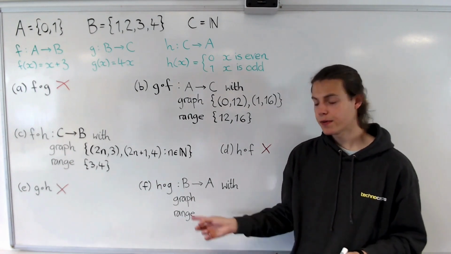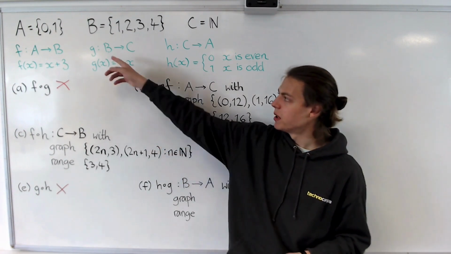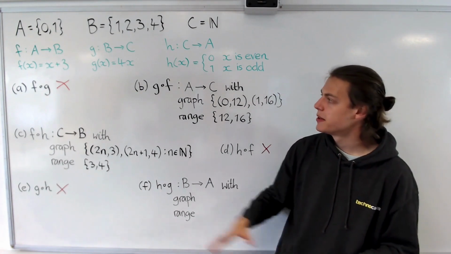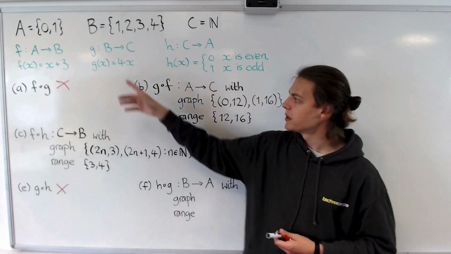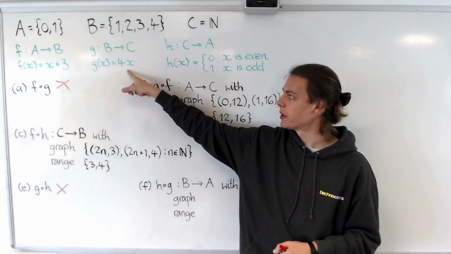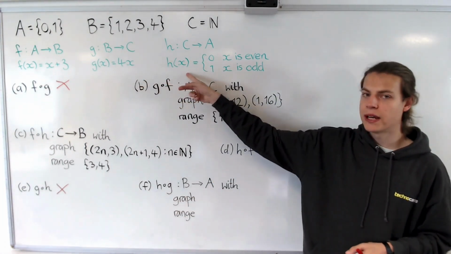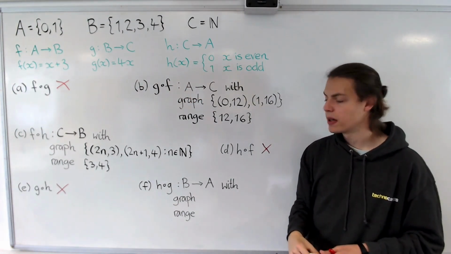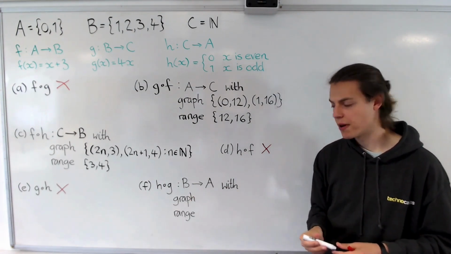Let's think about the graph of this function. So g takes a number from the set b, 1, 2, 3, or 4, and multiplies it by 4. So let's start with 1. g takes the number 1 and returns 4. And then we apply h to 4. 4 is an even number, so h returns 0. So the composition takes 1 and returns 0.